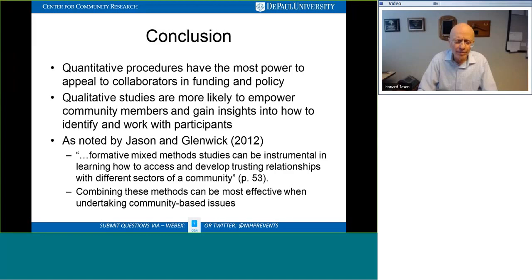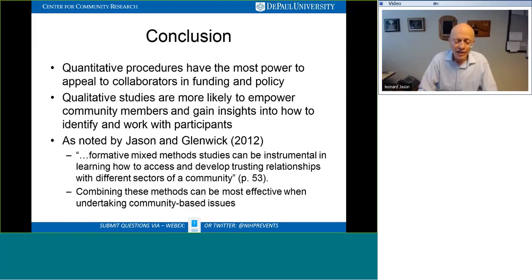As noted by myself and Dave Glenwick in a 2012 publication, another book on research methods, formative mixed method studies can be instrumental in learning how to access and develop trusting relationships with different sectors of a community.